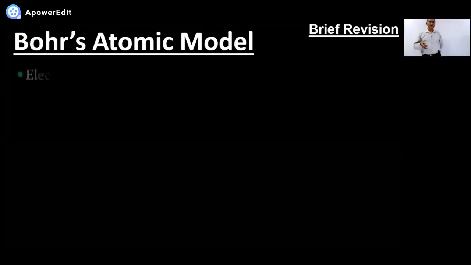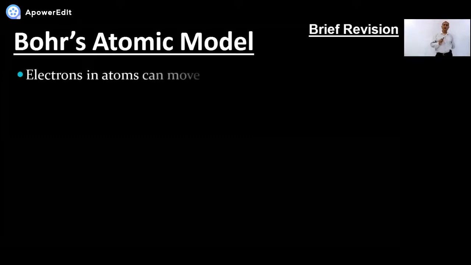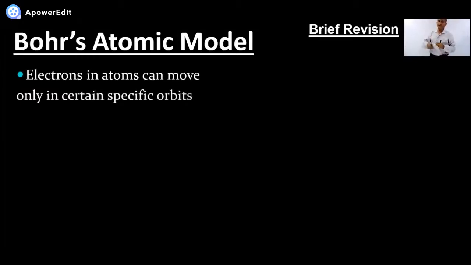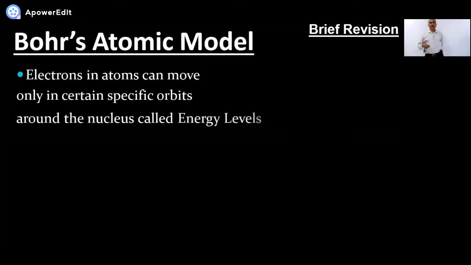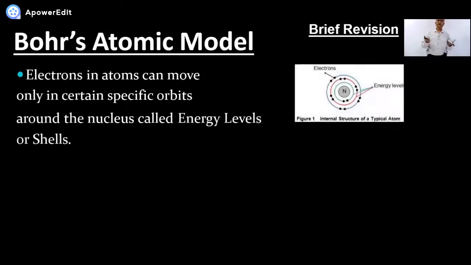Bohr's atomic theory. According to Mr. Bohr, electrons revolve around the nucleus in various orbits having fixed energy, called energy levels or shells. As you can see on the screen, electrons in atoms can move only in certain specific orbits called energy levels or shells.